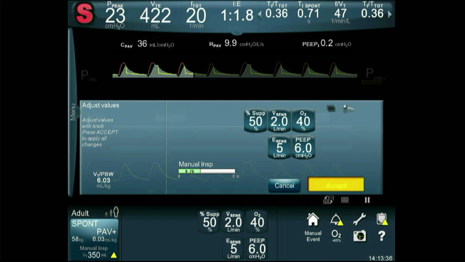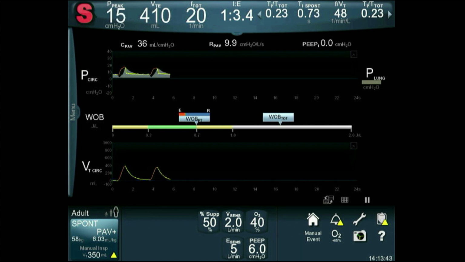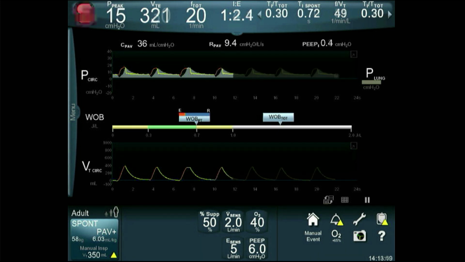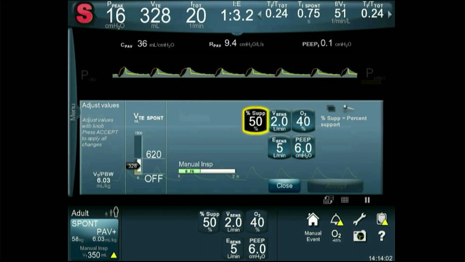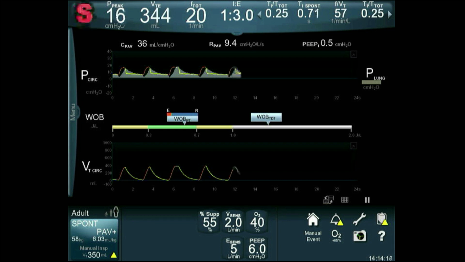We're going to go down to 50% and see what happens. Let's give him a few seconds on 50% and watch the work of breathing bar. You see it's gone over towards the upper yellow zone. So this is not enough support for him and his tidal volumes are beginning to fall. So we're going to have to push up the support a little bit. Let's go to 55% and see what happens. And on 55%, I think this is a much better place for him. He's still inside the green zone, good tidal volumes, and looks very comfortable.